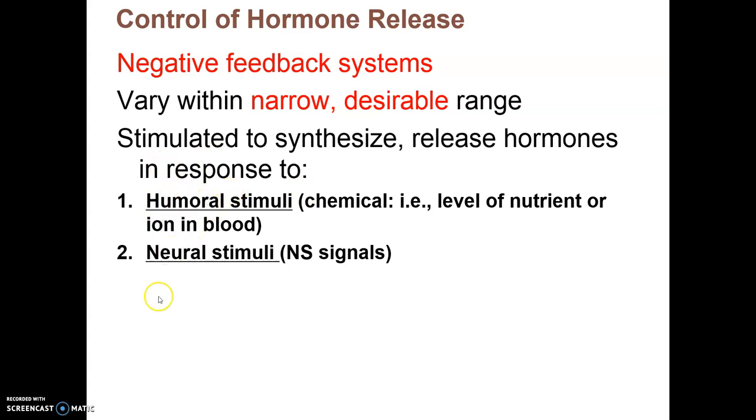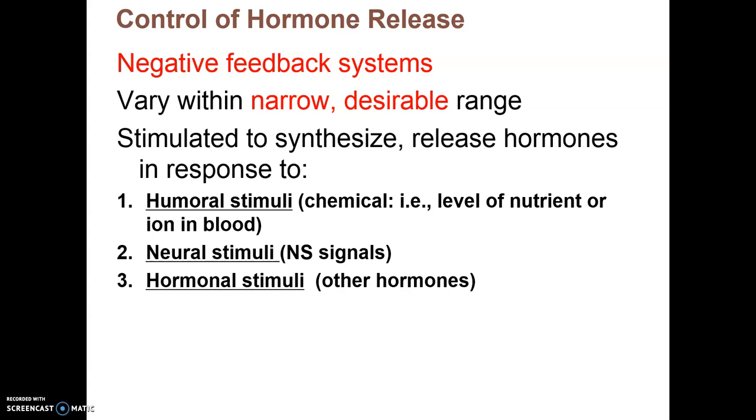So there are three stimuli which stimulate the release of hormones. Humoral stimulus. As the name says, humoral, the level of a nutrient or ion in the blood will cause the release of the hormone. For example, insulin is released when the level of glucose is high in the blood. That is humoral stimulus.